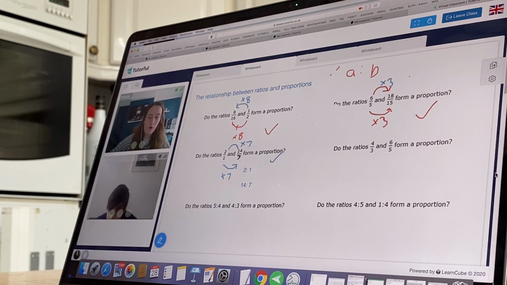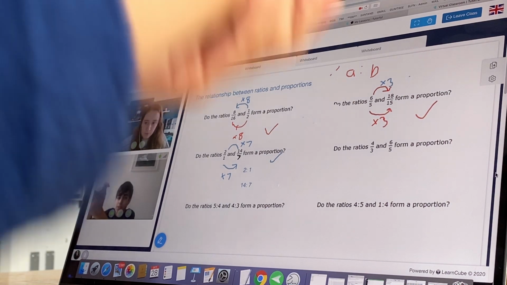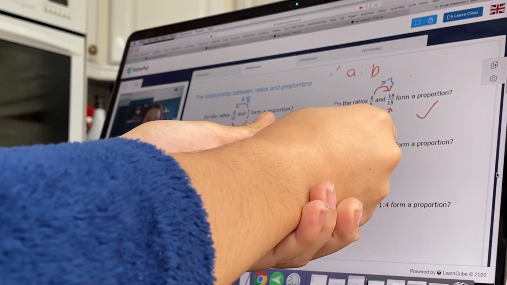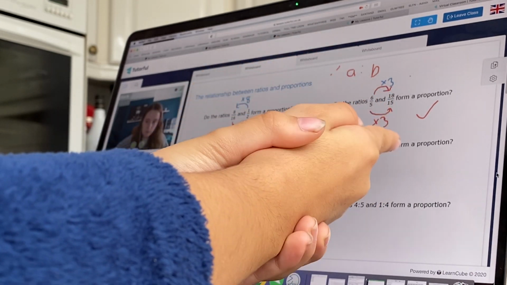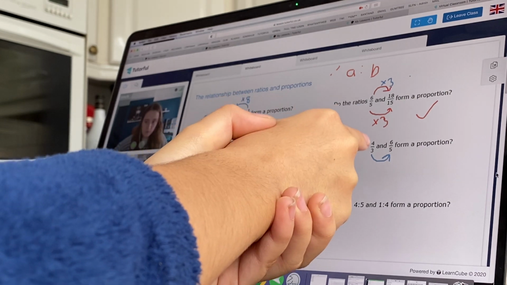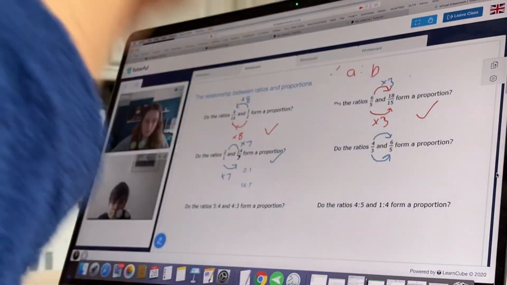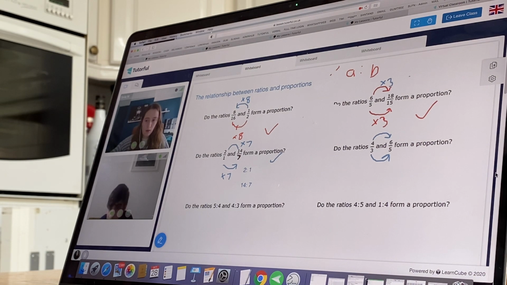Are the ratios 4/3 and 6/5 proportional? No, because 3 can go into 6, but you can't do it with 4 and 5 without getting a decimal. To get 4 to turn into 6, we'd have to times it by 1.5. You have to multiply both of them by the same number, 1.5.